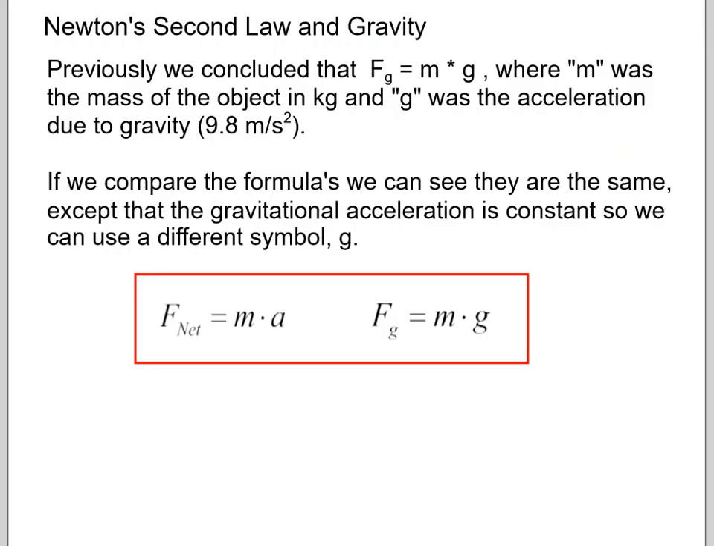Okay, so Newton's second law, and if we connect that to gravity, so previously we found that for Fg we had mass times the acceleration due to gravity, where m was the mass of the object, and g represents the acceleration due to gravity, and it's 9.8. So if we compare the formulas we just developed with Newton's second law, F net equals ma and Fg equals mg, you'll notice they're the same. The only difference is because g is a constant value, it gets a new symbol, but it's still an acceleration, so both problems end up being force equals mass times acceleration.